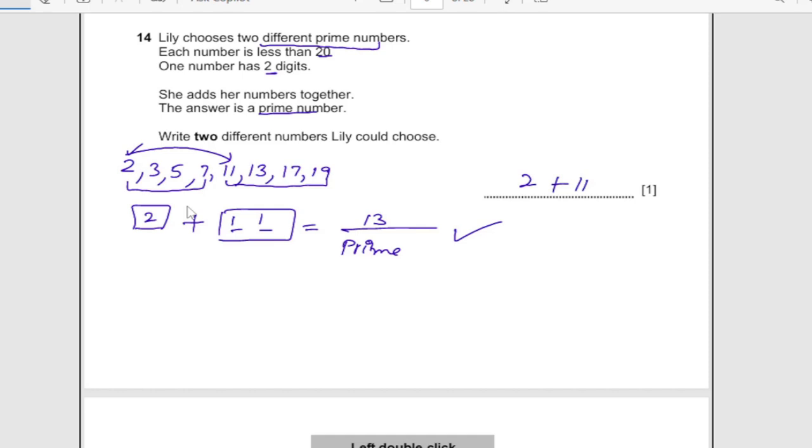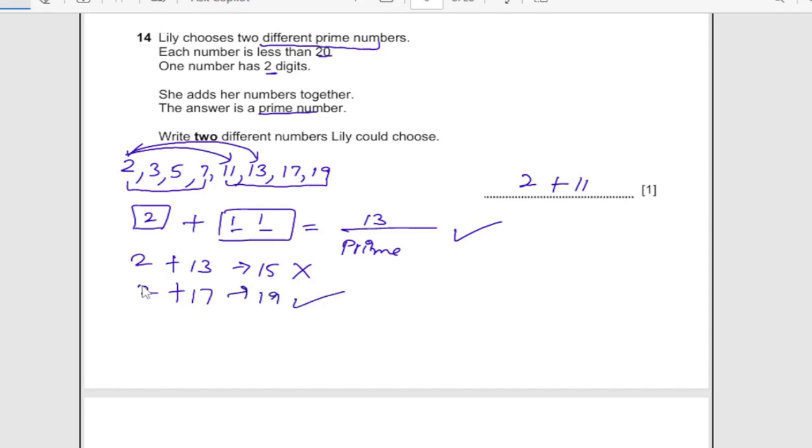So let's see the other one. If I add 2 with 13, 2 plus 13 gives us 15, which is not a prime number. Then 2 plus 17 gives us 19, which is also a prime number. So another answer can be 2 and 17. You can try others also, you may have different answers, right? So this or this may be the answer.